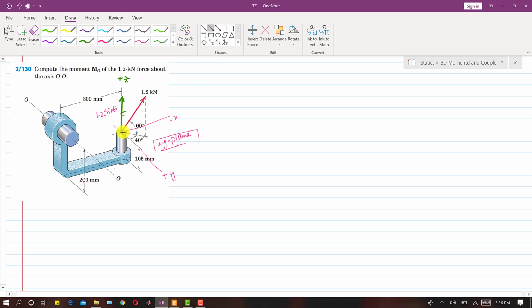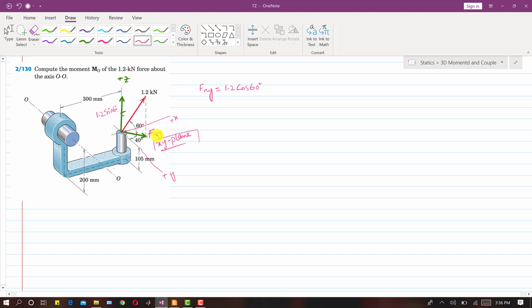And now if I draw this component on the xy plane, let's suppose this component is f of xy, the component of this 1.2 kN force on the xy plane. So f of xy will be equal to the cos component of this 1.2 kN. So I will write 1.2 cos of 60 degrees, right?